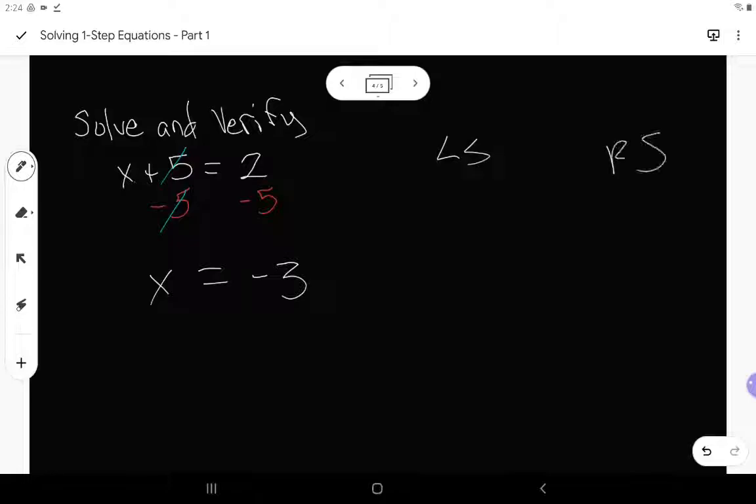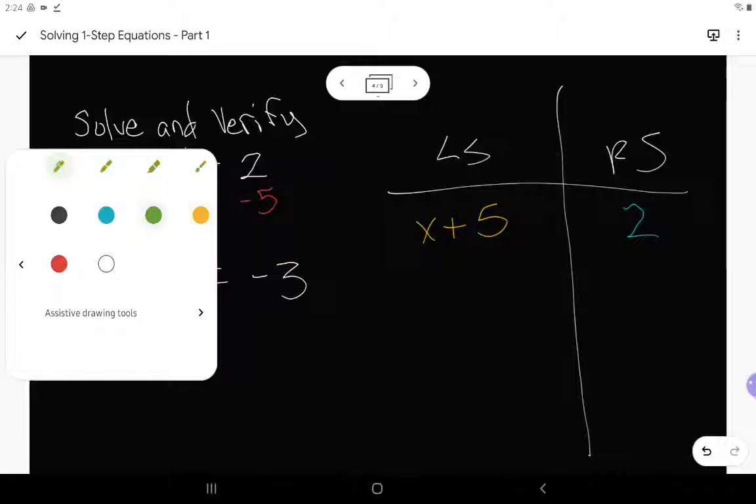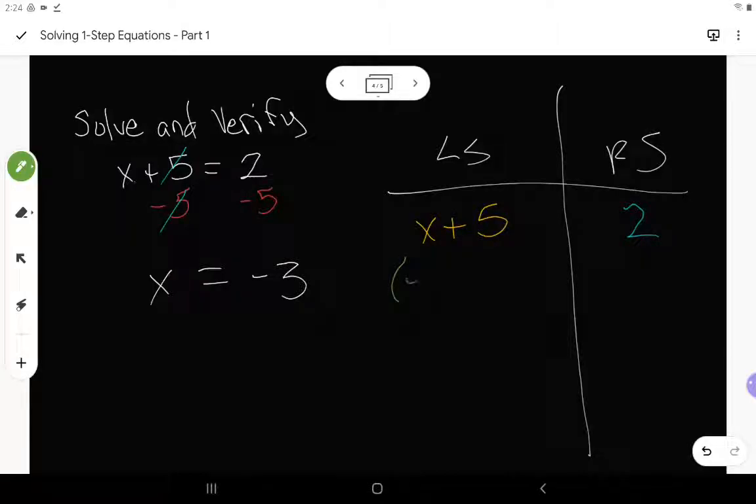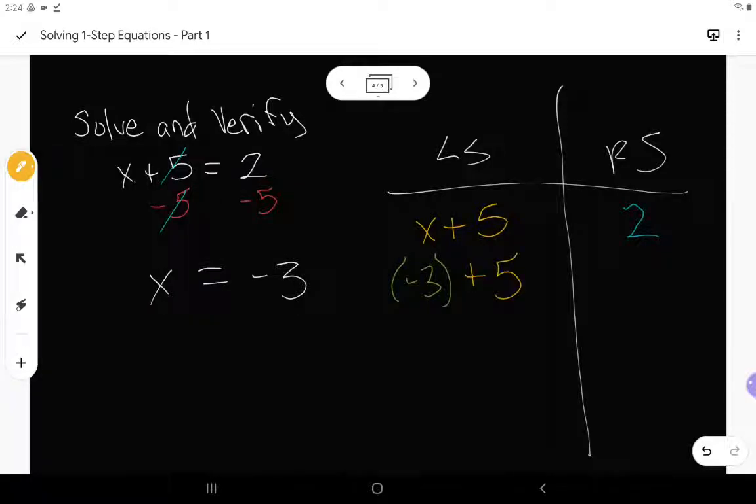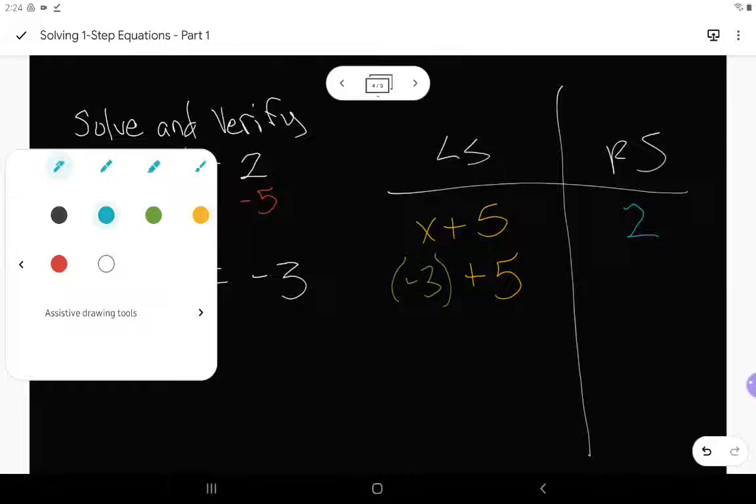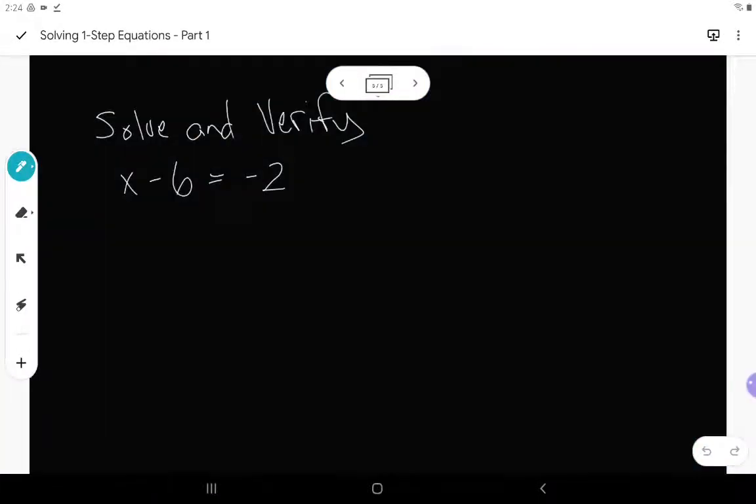Let's check that we had the right thing. So I'm going to verify. On the left-hand side, I started with x plus 5 originally, and on the right-hand side, I started with 2 originally. Now I've said x, instead of calling it x, we're going to call it -3. So I'm going to put -3 in. And then I have still plus 5. -3 plus 5 is 2, which is great because that's what I have now on both the left-hand side and the right-hand side.